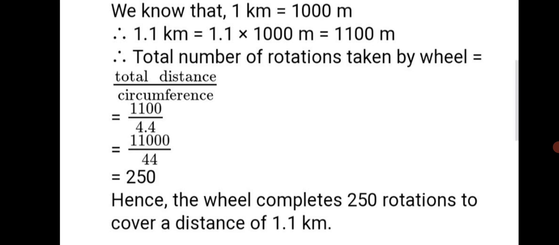So what we did, from distance, we first found out circumference. From circumference, we later came to find out total number of rotations taken by wheel, which is the formula total distance upon circumference. And distance, which was given as 1.1 kilometer, we converted it into meters first. And then we took the ratio distance upon circumference is equal to 1100 upon 4.4, which we got as 250. So this way we have completed our practice set 42.